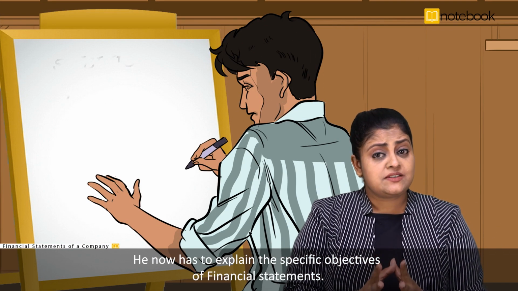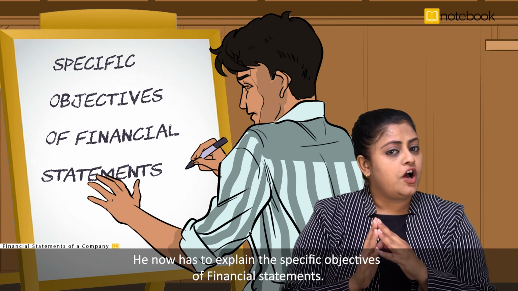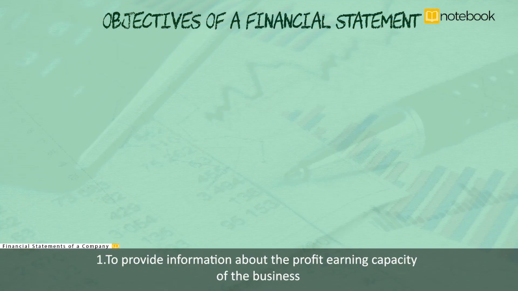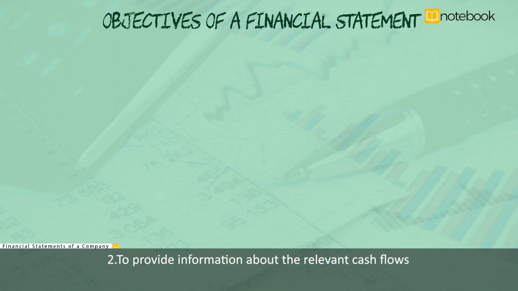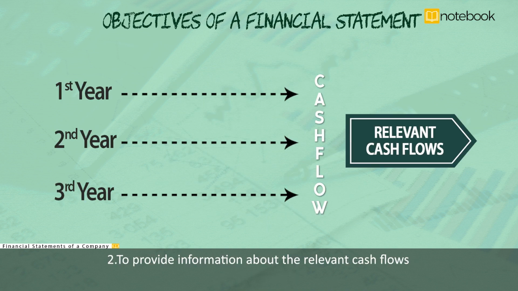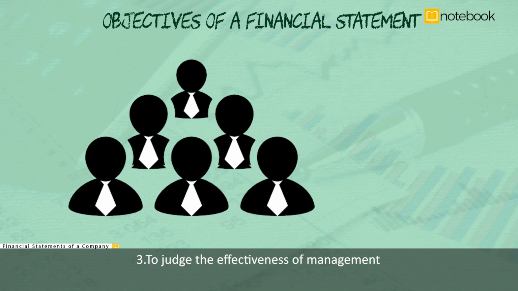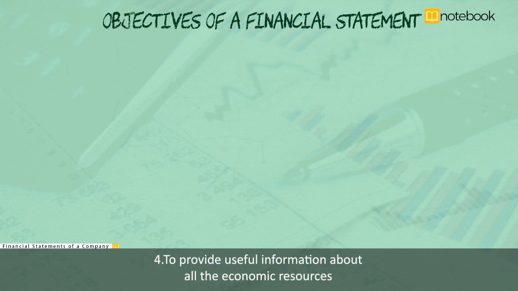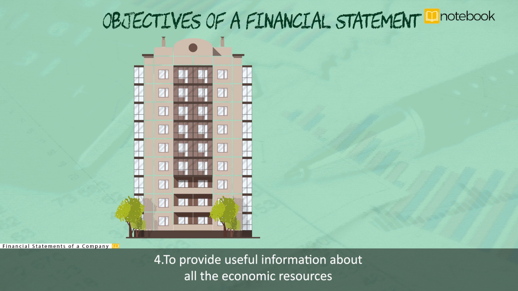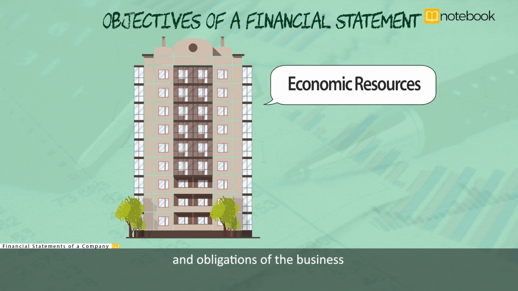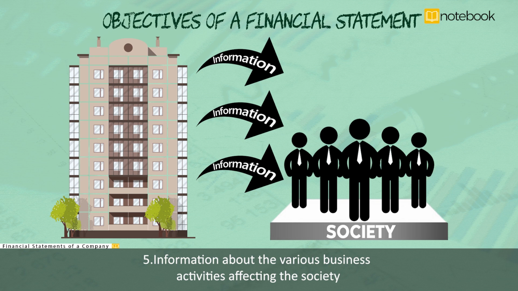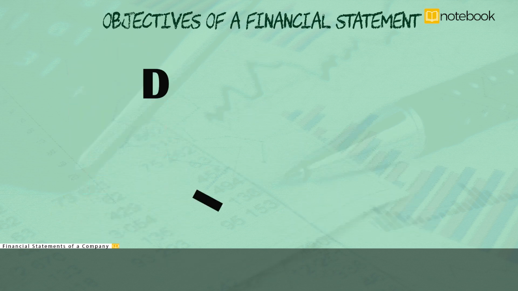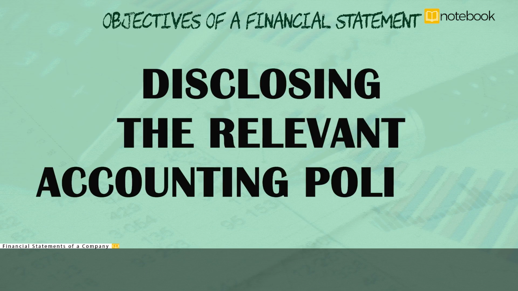And now, it's Jim's turn. He now has to explain the specific objectives of financial statements. To provide information about the profit earning capacity of the business. To provide information about the relevant cash flows. To judge the effectiveness of management. To provide useful information about all the economic resources and obligations of the business. Information about the various business activities affecting the society. Disclosing the relevant accounting policies.